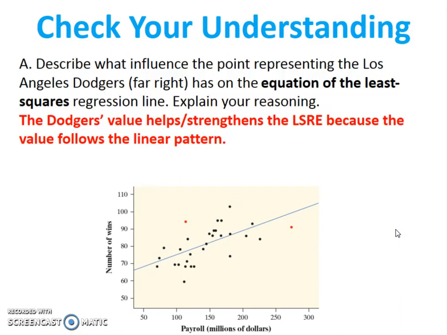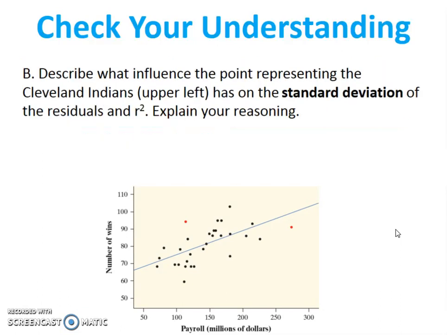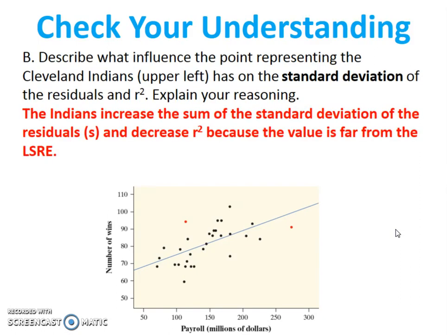Now, our next question, describe what influence the point representing the Cleveland Indians has on the standard deviation of the residuals and on R squared. Explain your reasoning. Yikes, what does that mean? Well, the Cleveland Indians increase the standard deviation of the residuals, and decrease my R squared, my coefficient of determination, because the value is far away from that least squares regression equation.